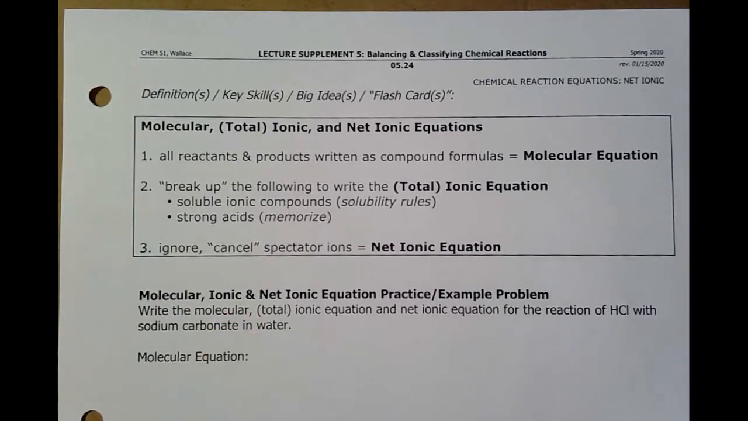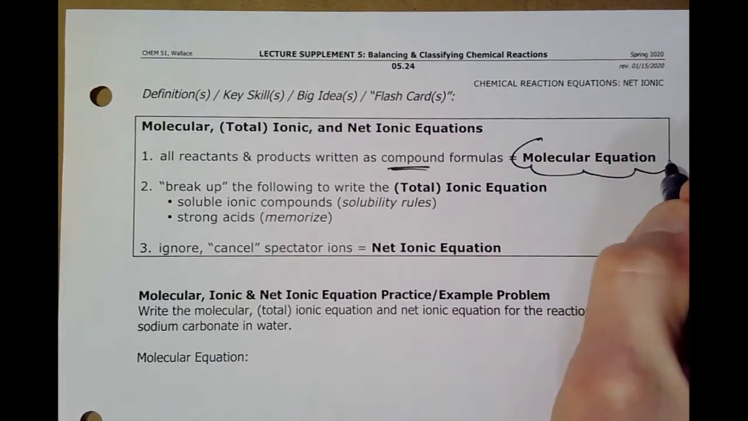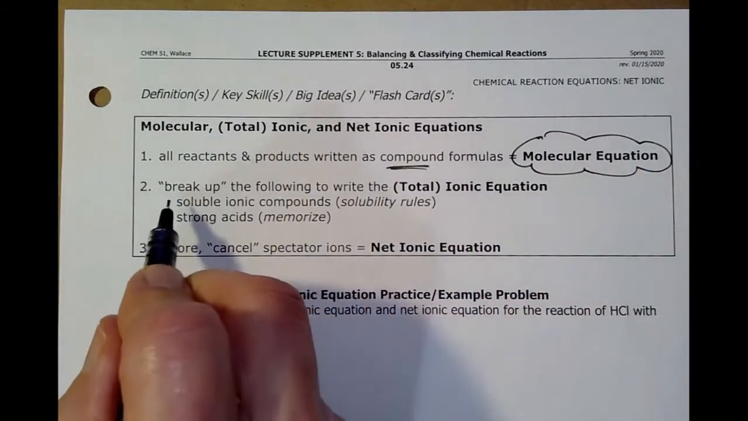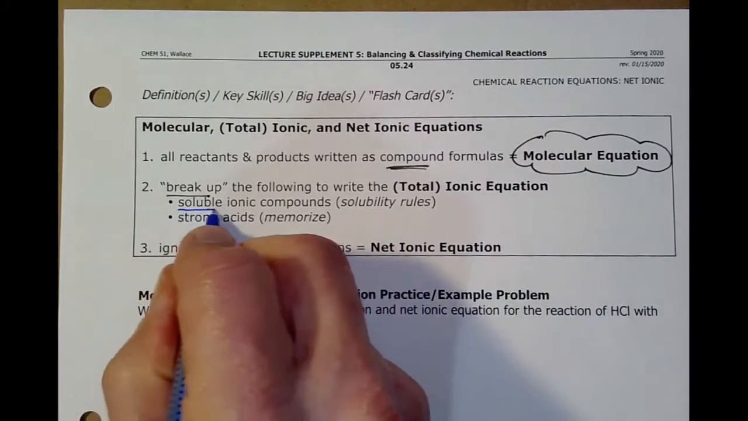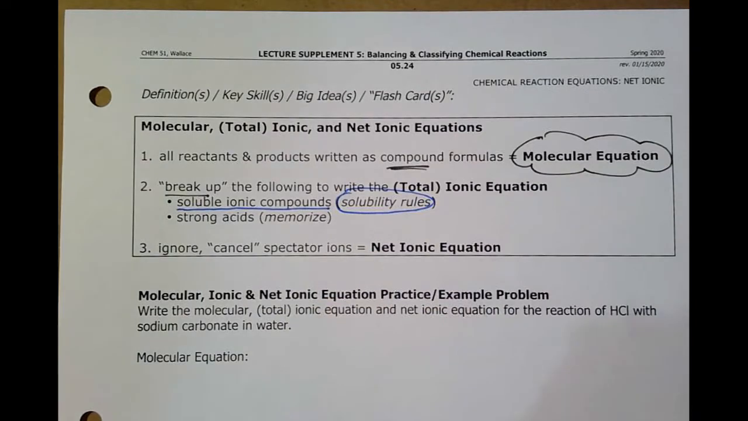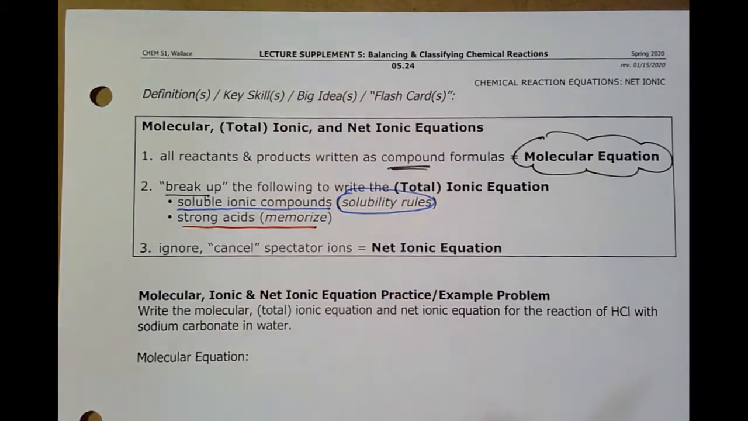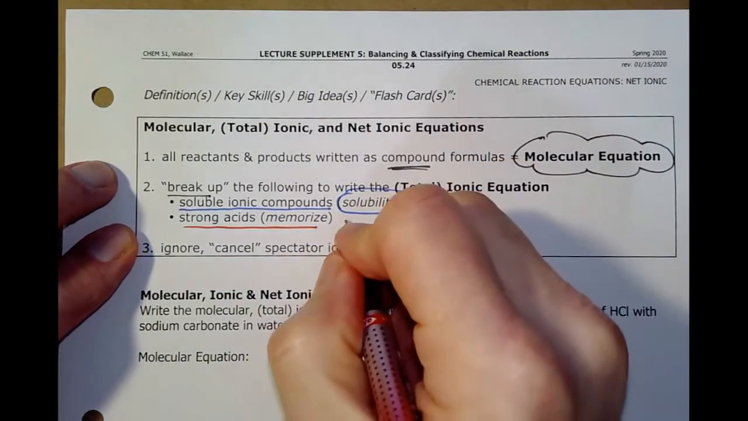If everything is written as if they're compounds, that's the molecular equation. If I break up soluble ionic compounds using the solubility rules, and I break up strong acids that we had to memorize, that might be a good time to stop the video and ask, can I name the 5 or 6 strong acids, and then come back? Well, I'm going to write them right now.